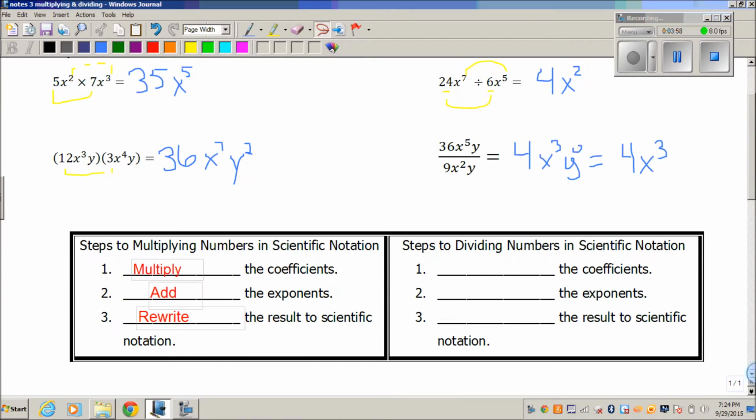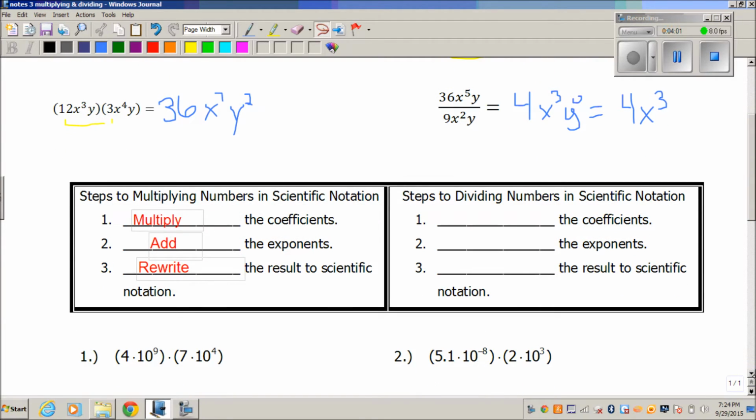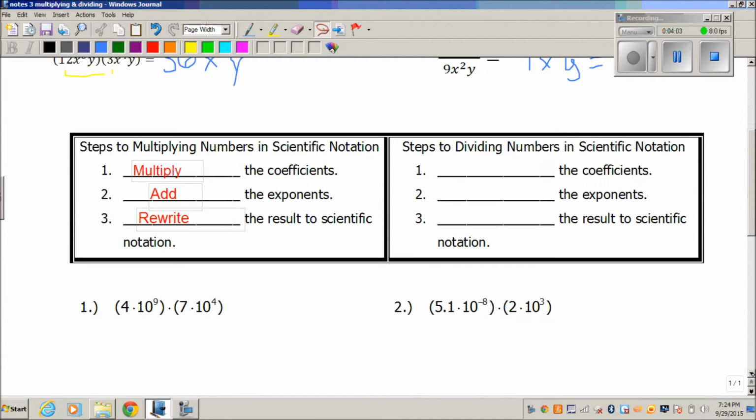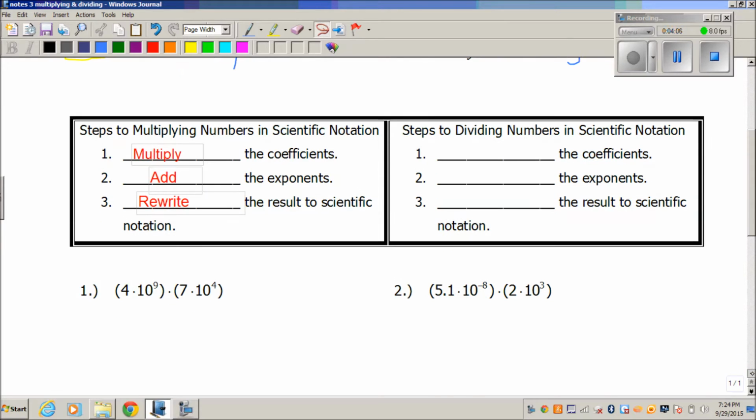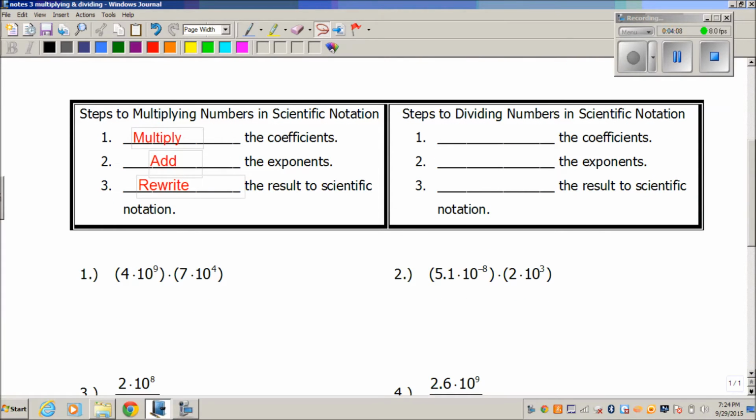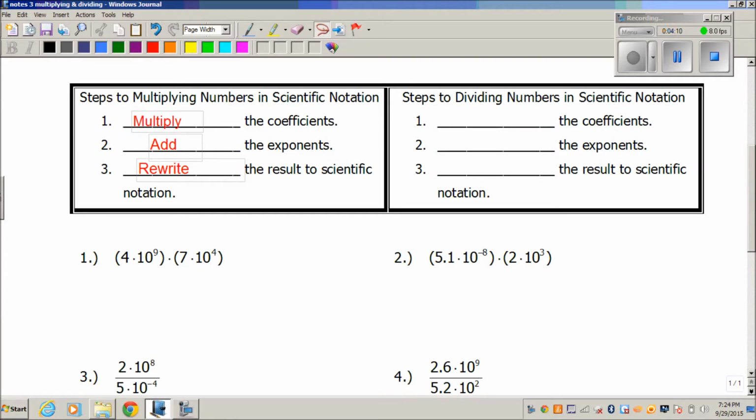Okay, so let's take a look at the first couple problems here to apply what we've just talked about. So in example number 1, we're multiplying two numbers in scientific notation, 4 times 10 to the 9th times 7 times 10 to the 4th. Okay, so here I'm going to look at the coefficients. I have 4 and 7. So I'm going to multiply the coefficients. I'm going to multiply 4 times 7. And when I do that, I'm going to get 28 times, now I have the powers of the 10.